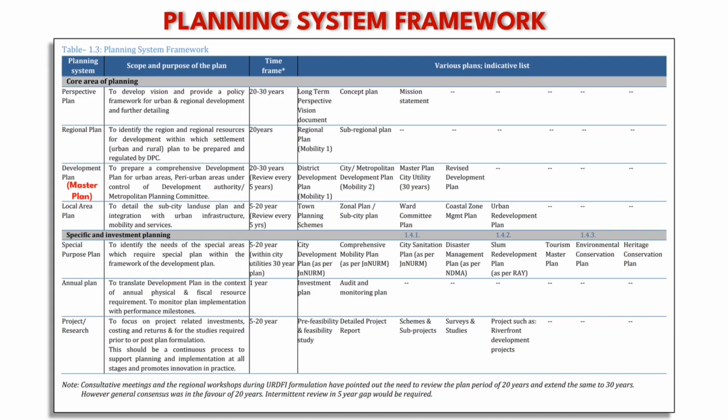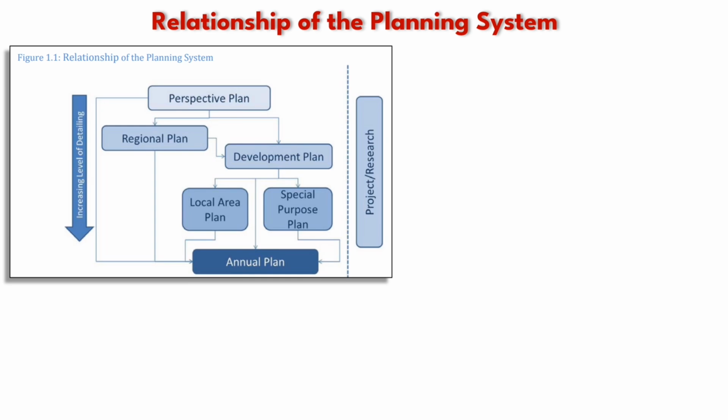Other than this, there are annual plans which have time frame of 1 year. Examples of annual plans are investment plan, state action plan, and audit and monitoring plan. An entire study of any of such plans can be considered as project or research. The main purpose of a research is to identify gaps and understand the benchmark or standards so that it can be used as a case study for a different location.